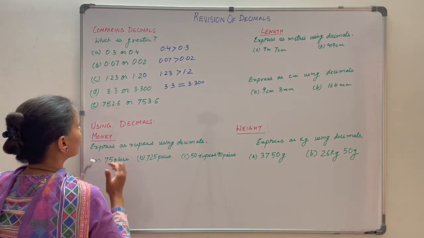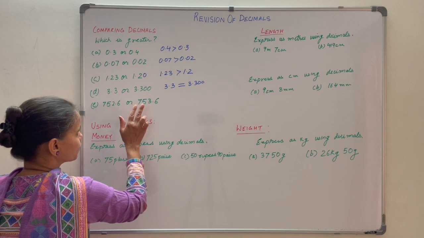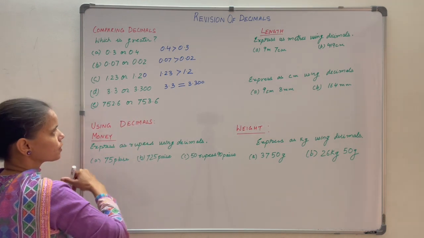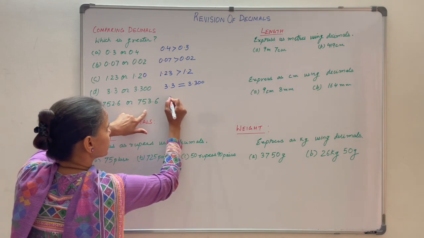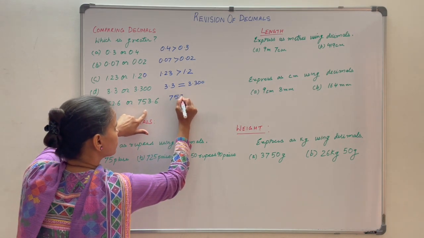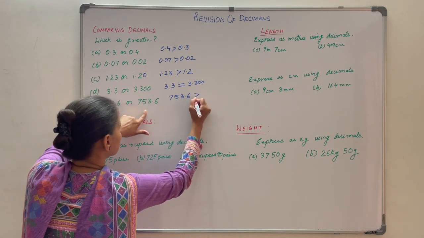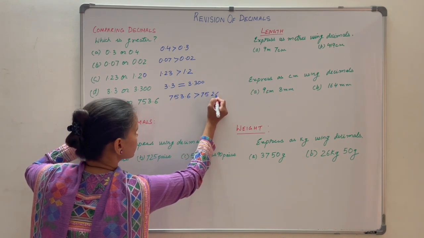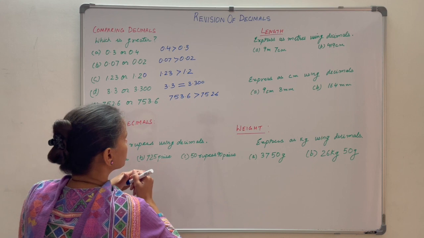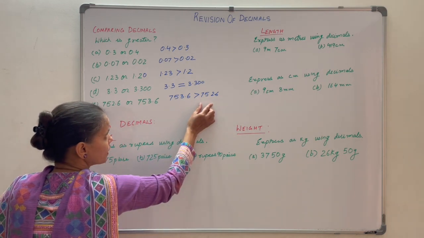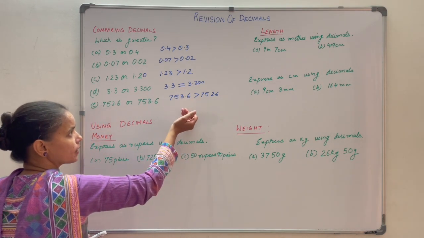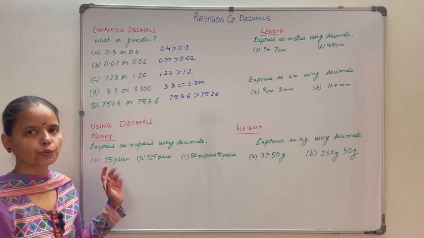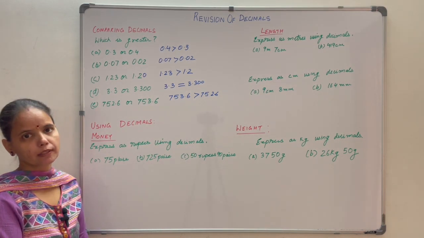Now here the whole part is 752. Here the whole part is 753. So of course the whole part, this one is greater. So 753.6 is greater than 752.6. So to compare, first you need to compare the whole part. Then you need to compare the 10th place, 100th place, 1000th place, and so on.